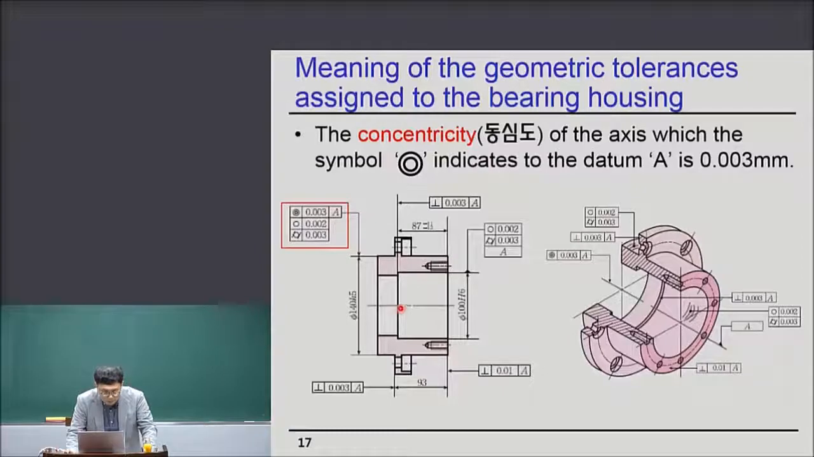A is what? A is the axis. The axis of the pi 100 cylinder axis. And this concentricity symbol indicates what? The pi 140 cylinder. So this indicates the axis of the pi 140 cylinder axis. Which one? This one. This is a small portion. This axis is parallel to the what axis? This axis.